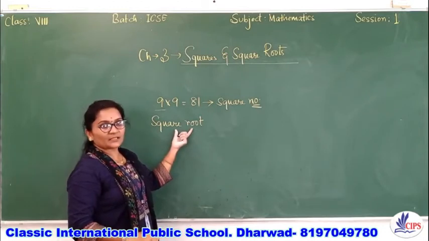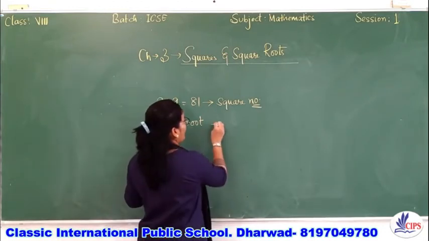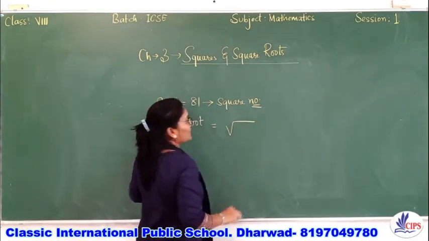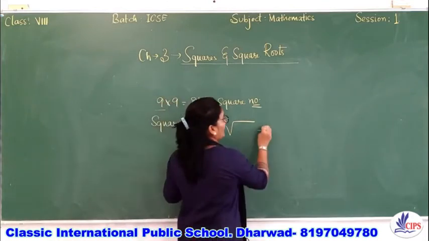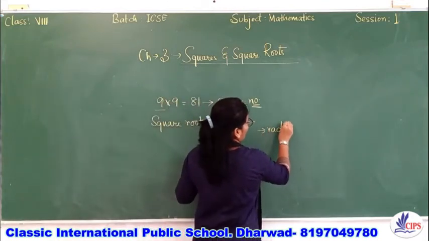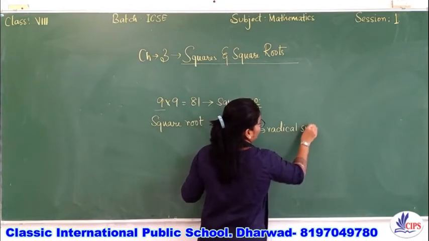So how do we represent the square root? This square root is represented like this. This is called the radical sign. What is it called? Radical sign.